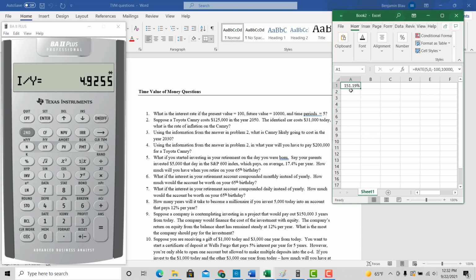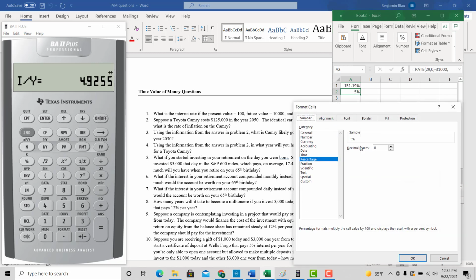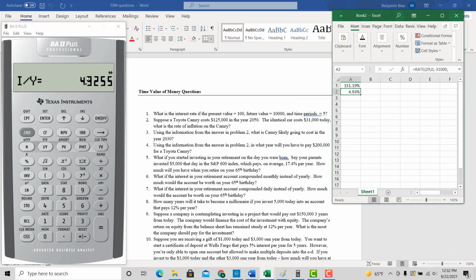Something to think about. To solve for this in Excel, I'm going to say equals rate. Number of periods is 29. Payment is 0. Present value is negative 31,000. Future value is going to be 125,000 positive. I'm determining that at the end of the period. The compounding happens at the end of the period. Close my parentheses. And I should get an interest rate of about 5%. Let me make sure that that's on par. 4.93%. Okay. So number 2 is pretty straightforward.